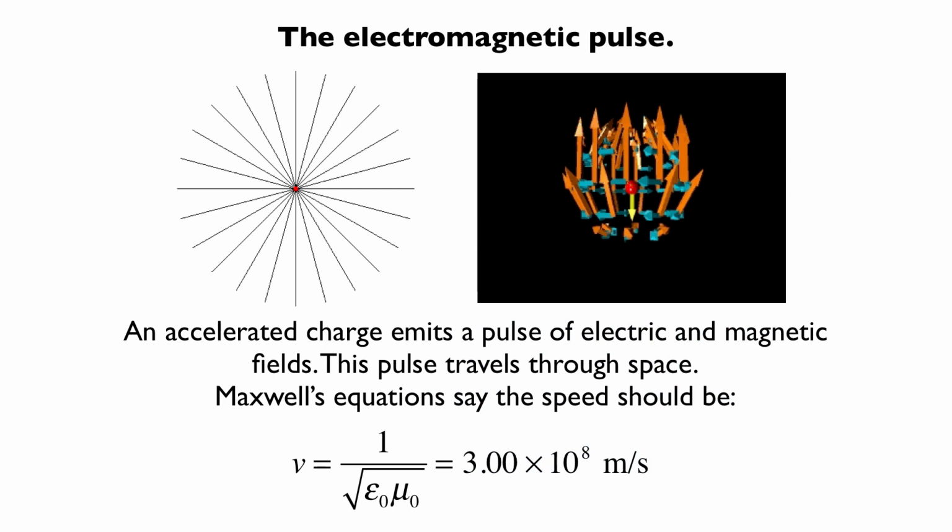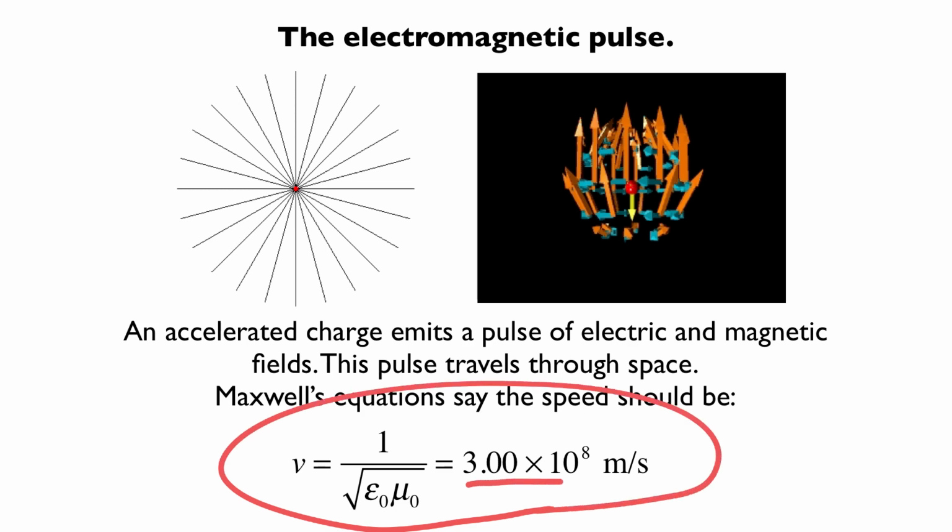And they travel together through space at the speed that's right here, 3 × 10⁸ meters per second. Maxwell predicted this. And then folks said, oh, if they're traveling through space at that speed, it turns out that is the speed of light. Could it be that light is an electromagnetic wave?